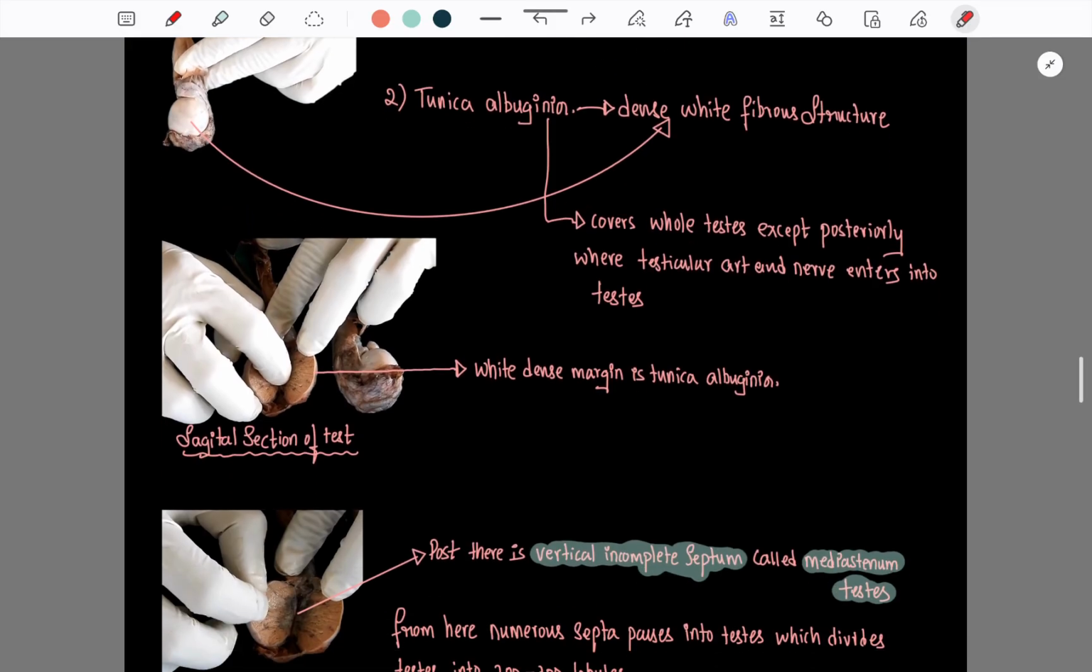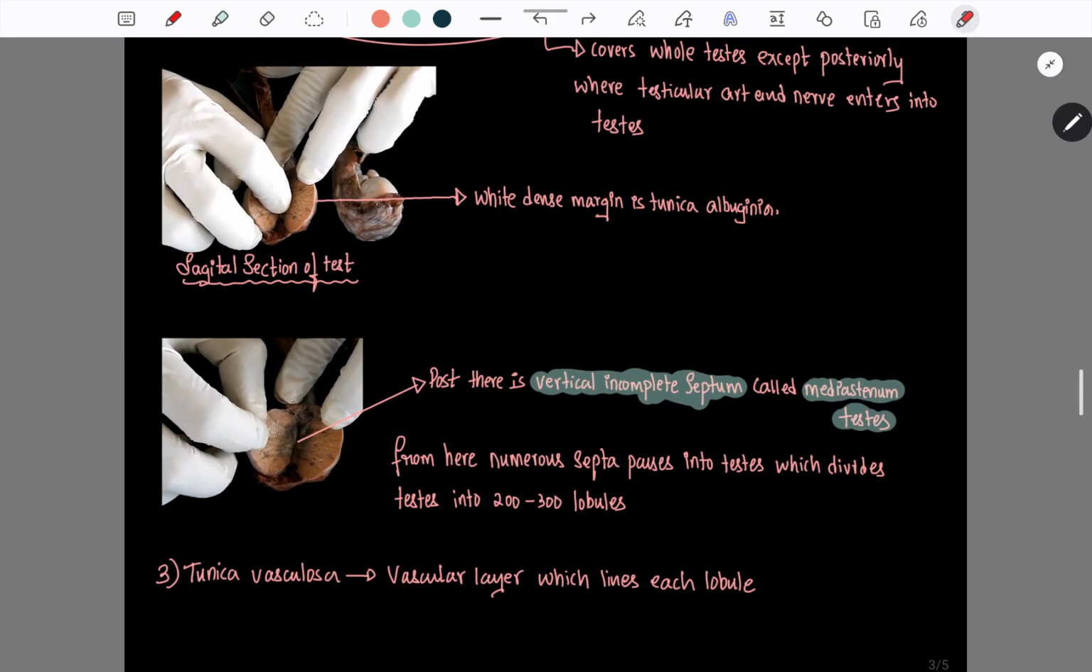Now coming to the sagittal section of the testis. When we cut the testis, this white color you can see here is the tunica albuginea. In the sagittal section, inside here there is a gap, right? Posteriorly there is a vertical incomplete septum called the mediastinum testis, important. From here numerous septa pass into the testis, which divide it into 200 to 300 lobules, which are not visible.